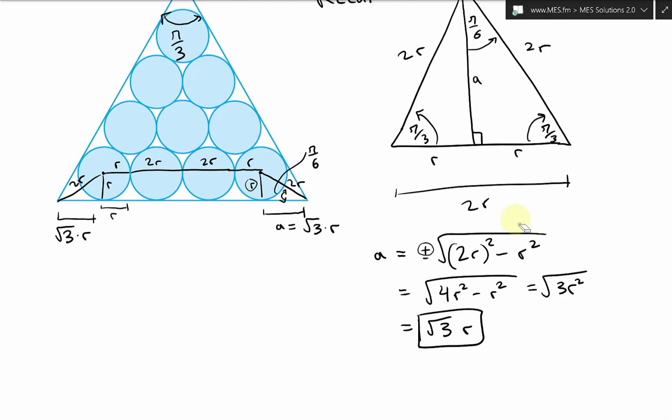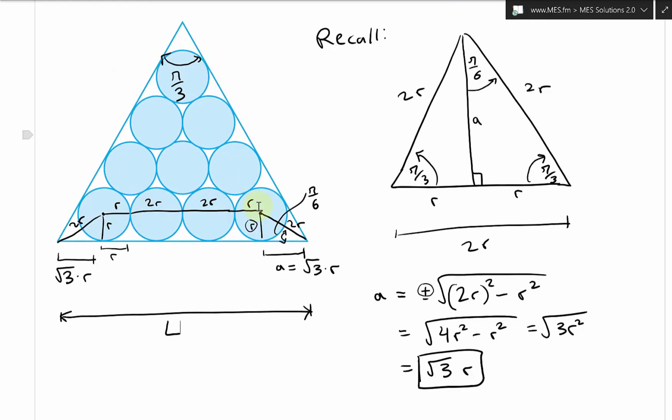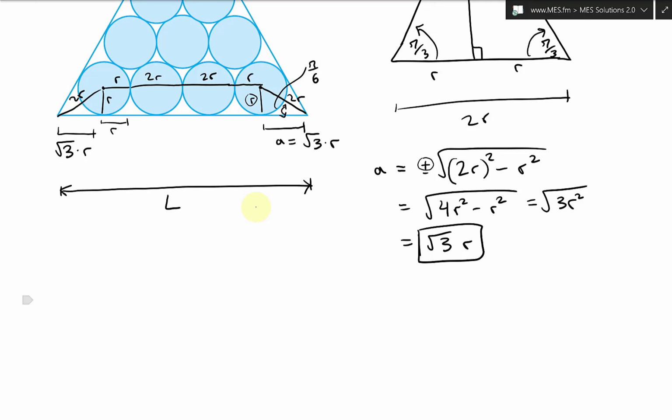So then the full length of the side in terms of r, this whole length, is L. So we have L. So this is for n equals 4. So I'll put L4 is equal to, for n is 4, I'll put that here.